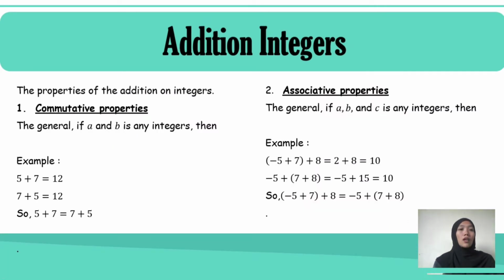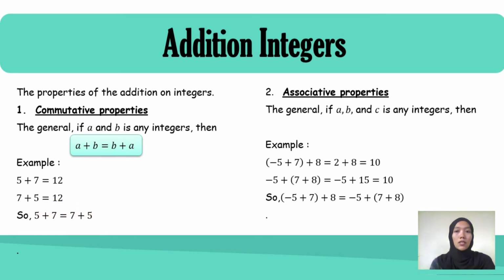Next, I will explain the properties of addition on integers. The first is the commutative property. In general, if a and b are any integers, then a plus b is equal to b plus a. For example, for this commutative property, 5 plus 7 is equal to 12, and 7 plus 5 is equal to 12. So, 5 plus 7 is equal to 7 plus 5.